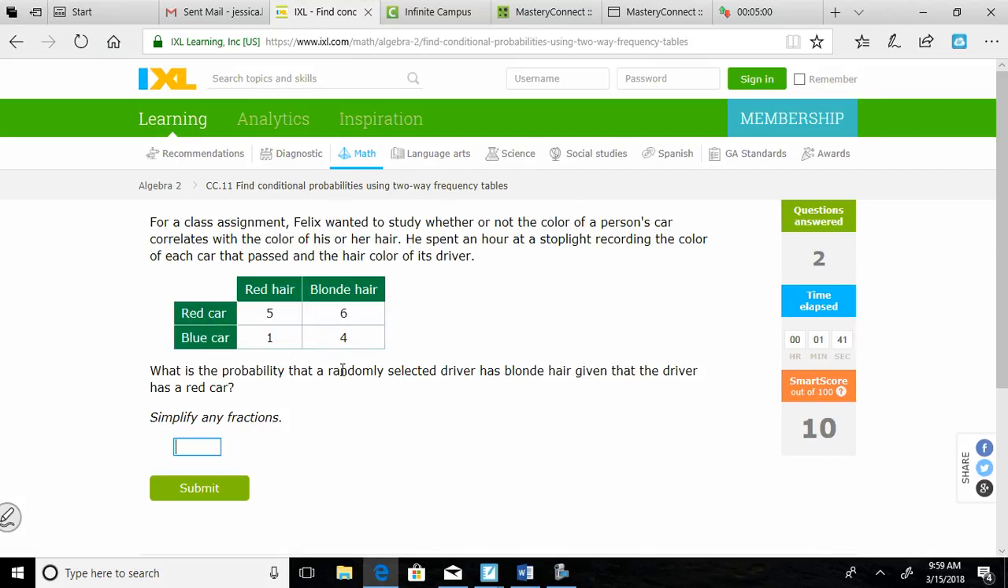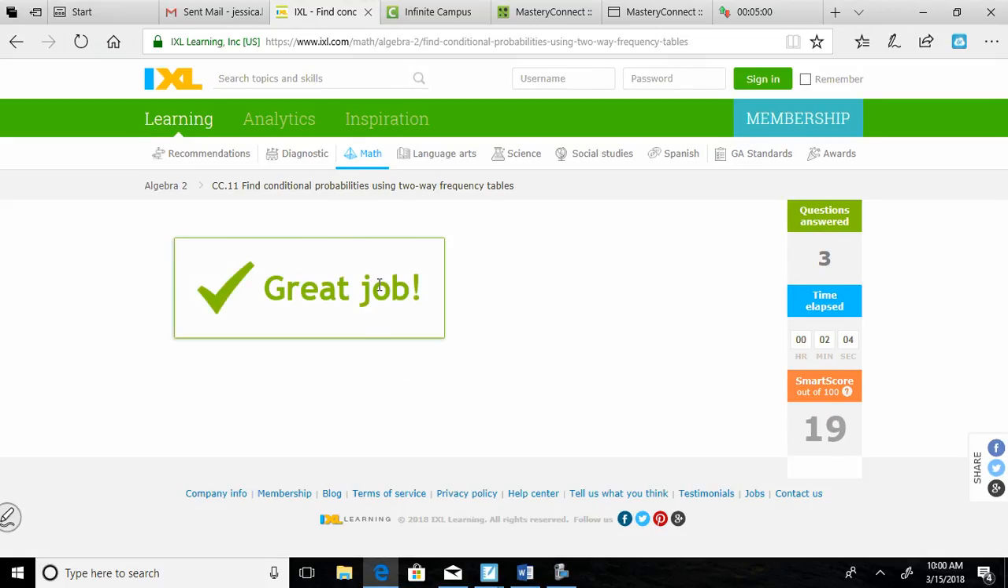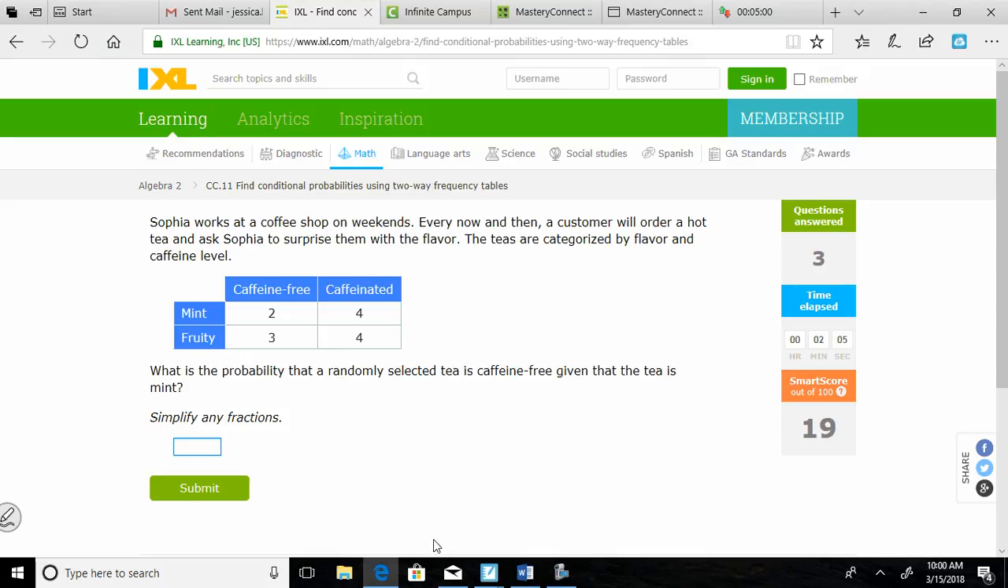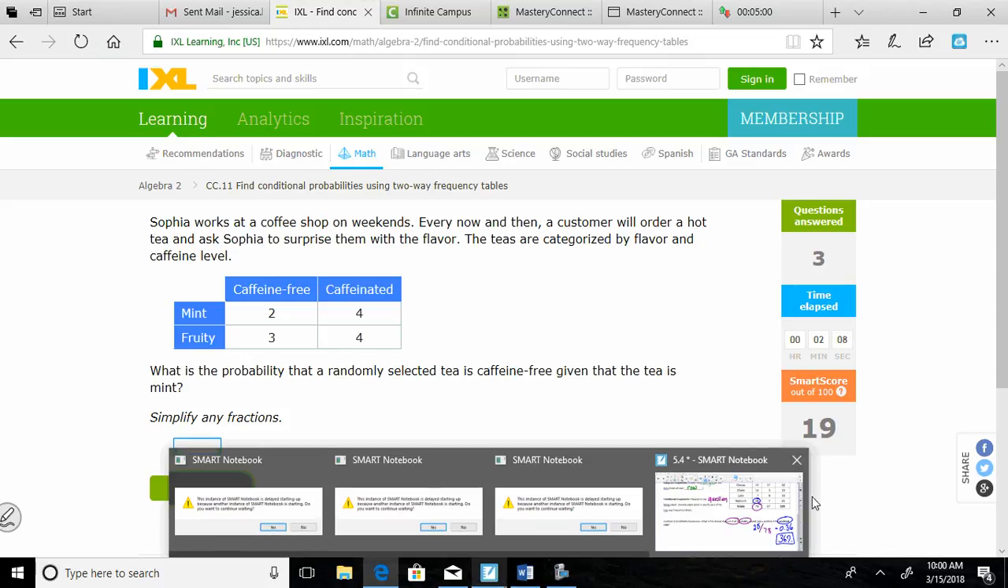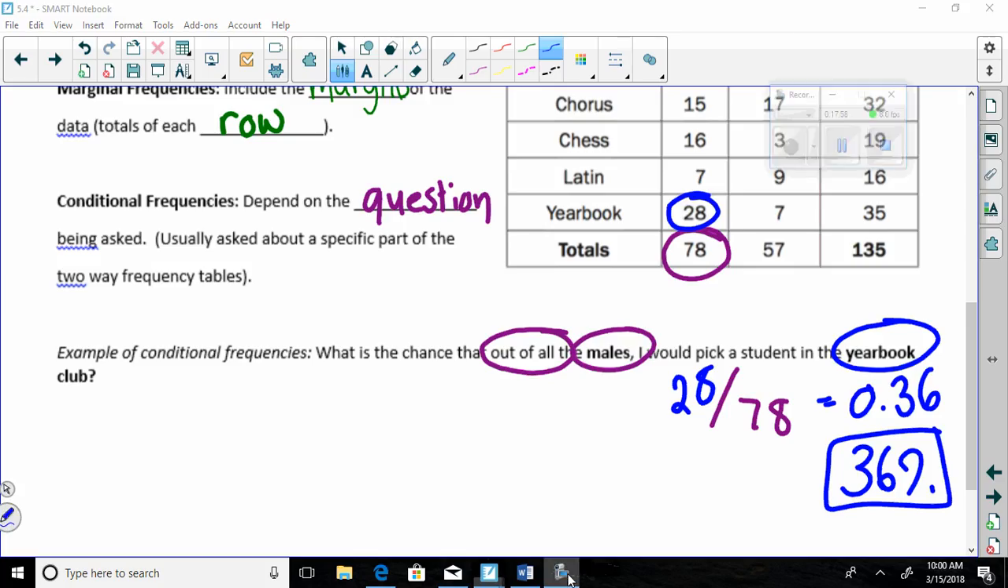Okay, we'll do one more. What is the probability that a randomly selected driver has blonde hair, given that the driver has a red car? Given means out of. So how many have a red car total? 11. And out of those, how many are blonde? 6. Can I reduce that fraction? Nope. And that's the IXL that goes with it. So first, I want you to do the notes.